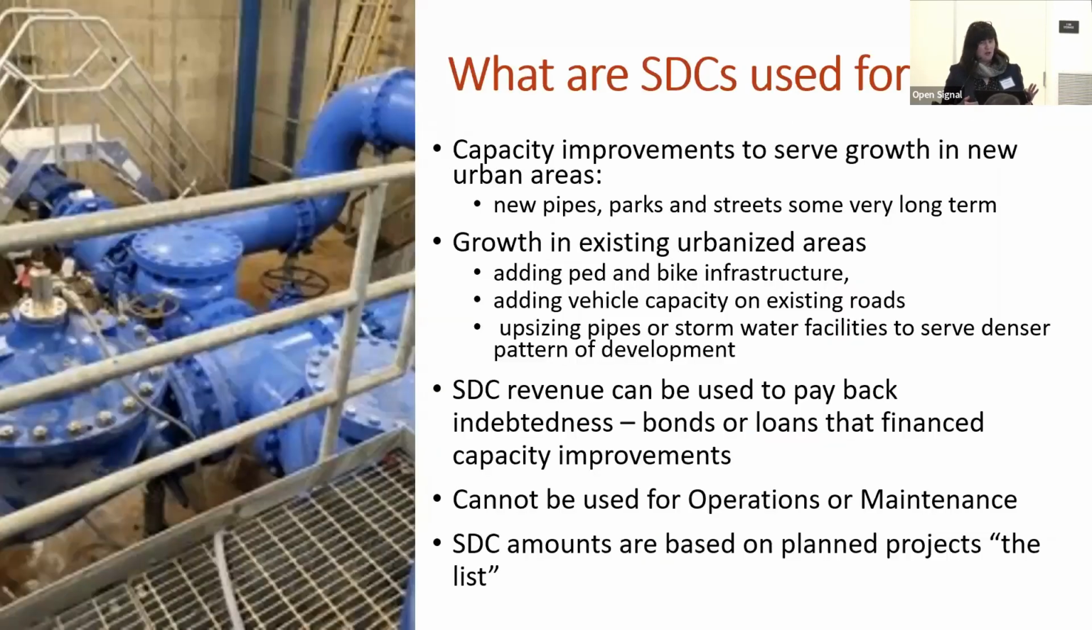So Elise did a good job on this one, so I'm not going to go too deep, but what can SDCs be used for? Capacity improvements, what does that mean? That means we've got greenfield development, no sewer, maybe rural roads, no infrastructure. In order to produce housing in those areas, you have to build everything, right? It's kind of easy to understand what capacity improvements mean in that context, where you're starting from scratch.